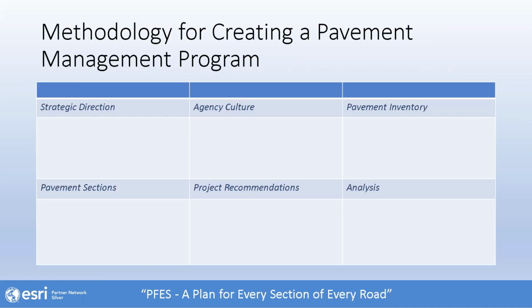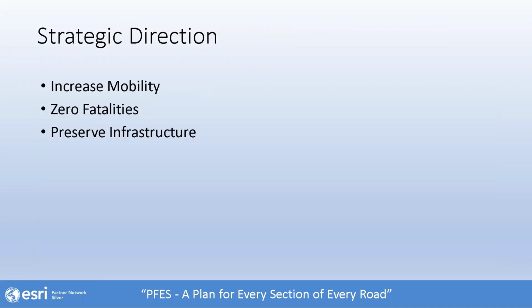Terry mentioned that we're going to talk about the methodology of how to create a pavement management system. I'm going to use this slide repeatedly over the presentation to articulate these 6 points: strategic direction, agency culture, pavement inventory, pavement sections, project recommendations, and analysis.